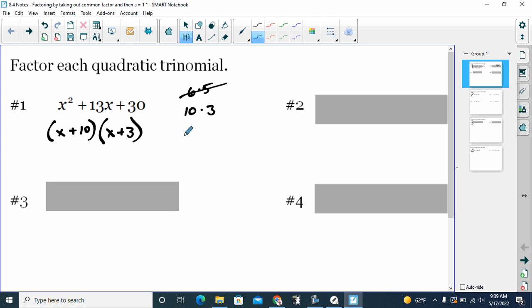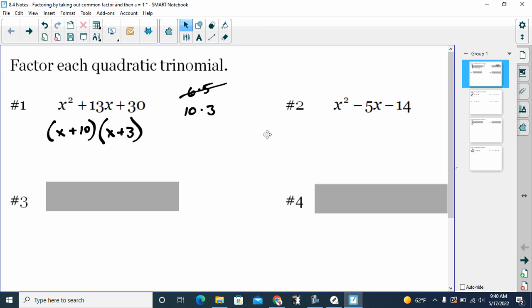On this one, you might actually also think about 15 times 2. 15 times 2 is 30. 15 minus 2 does give us 13. So it looks like those might be our numbers. The problem is, in order to get 13, the only way to do it would be positive 15 and negative 2. And positive times negative doesn't give us positive 30, it gives us negative 30. So 15 and 2 actually don't work. 10 and 3 are the only numbers that will work there.